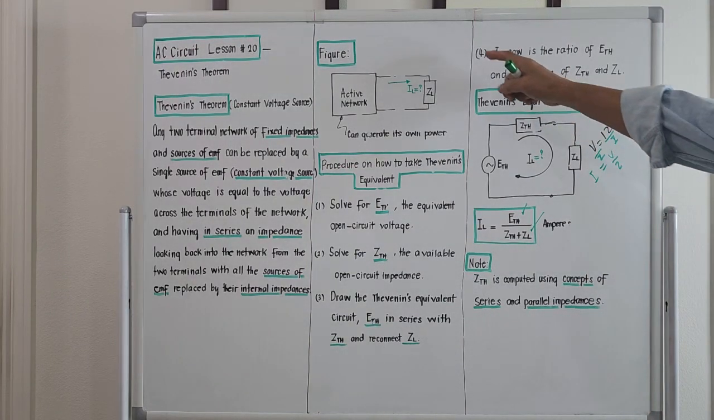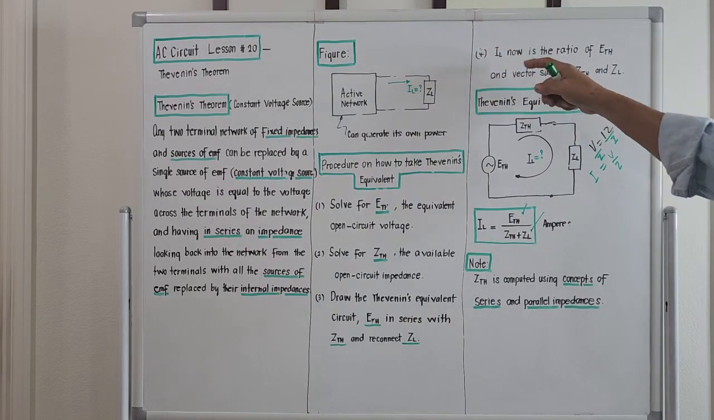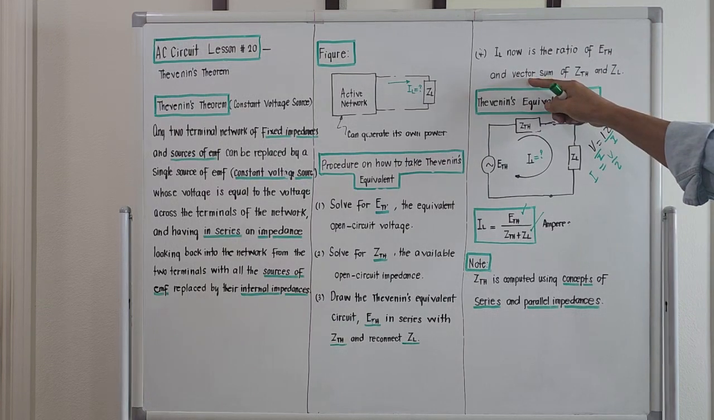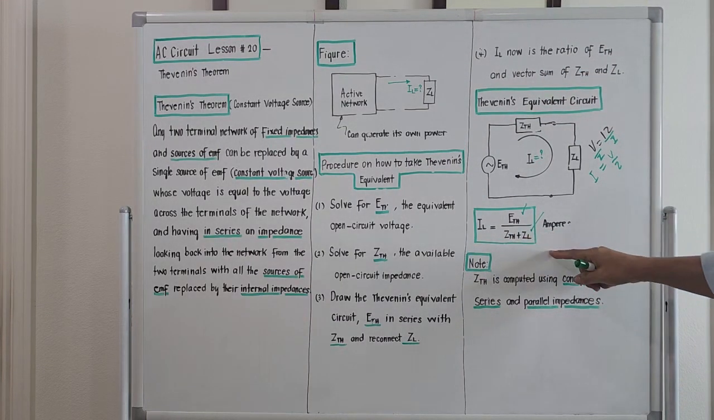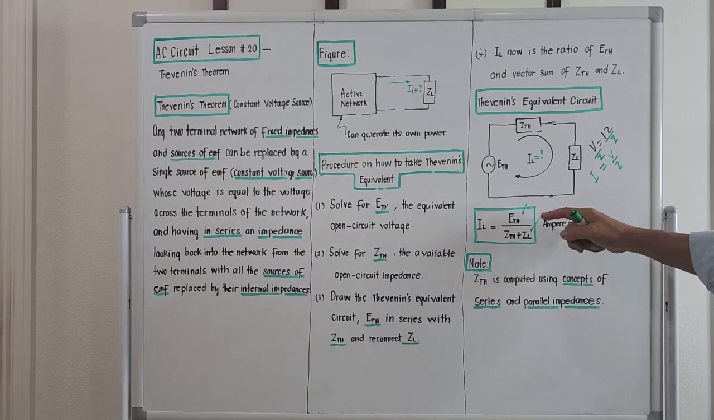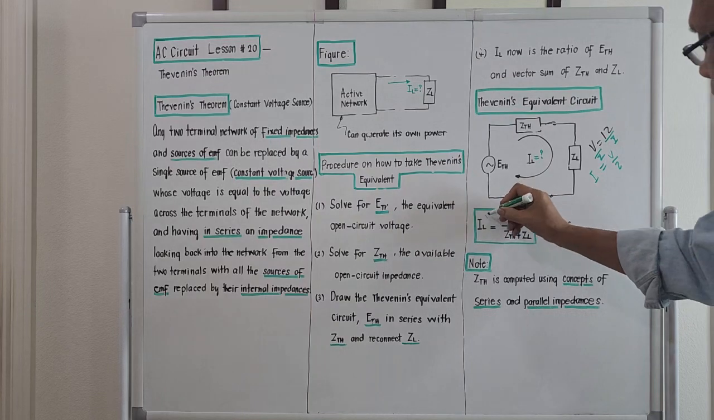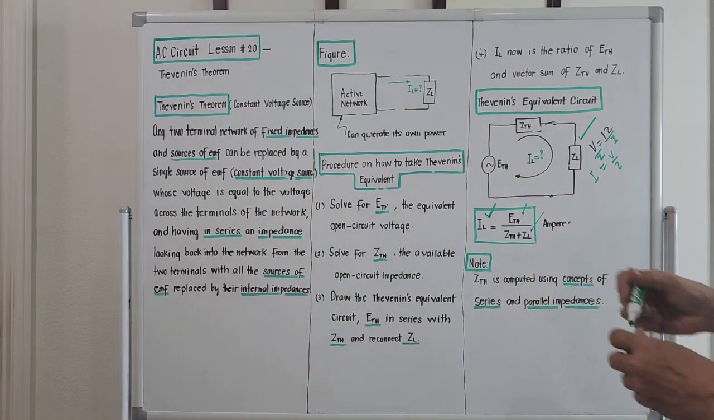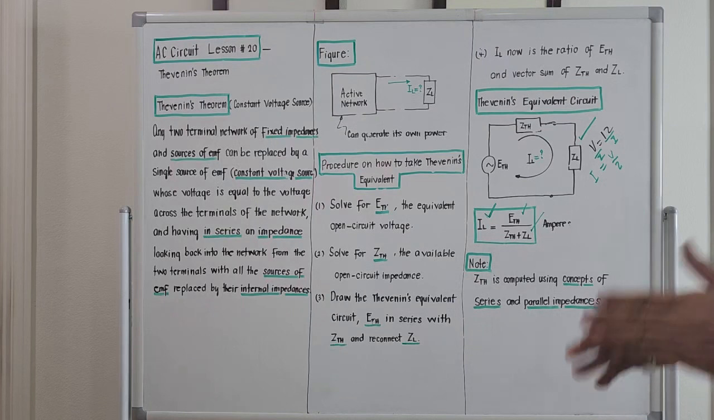So, procedure number 4, IL now is the ratio of ETH and the vector sum of ZTH and ZL. Meaning, if we divide ETH by the vector sum of ZTH and ZL, that will be the unknown current passing through the load ZL. As simple as that. That's Thevenin's theorem. That will be the very concise explanation of the Thevenin's theorem.